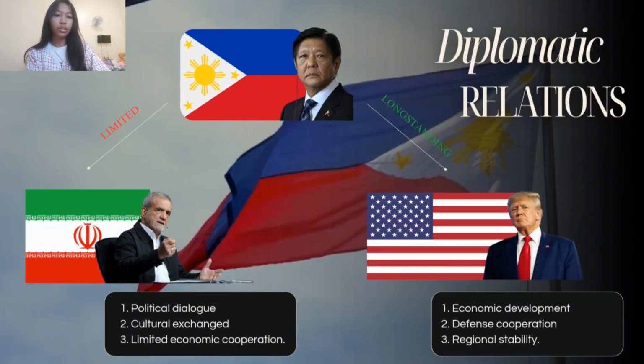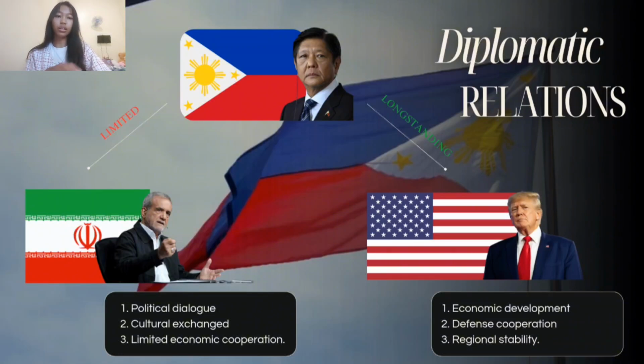First, we're going to discuss diplomatic relations. The Philippines maintains diplomatic relations with both Iran and the United States, although the nature and depth of these relationships differ significantly. Relations with Iran are generally cordial but limited in scope, so diplomatic engagement between the two countries primarily focuses on political dialogue, cultural exchanges, and limited economic cooperation.